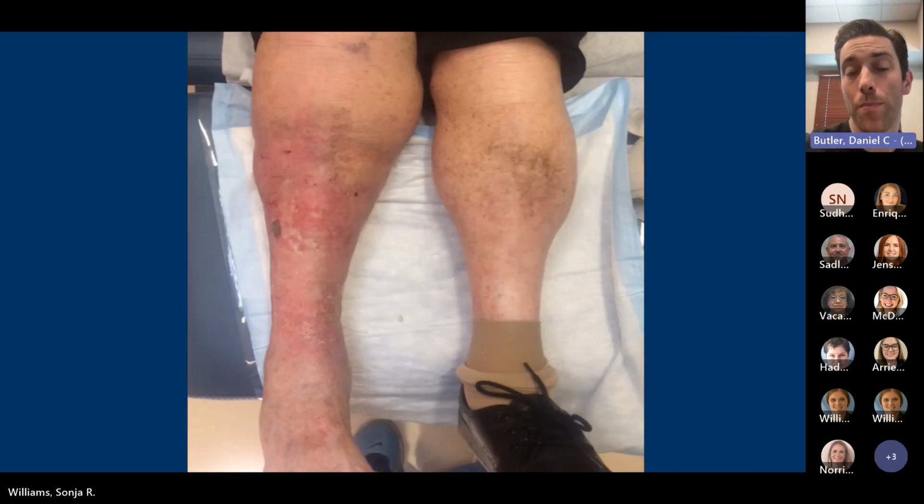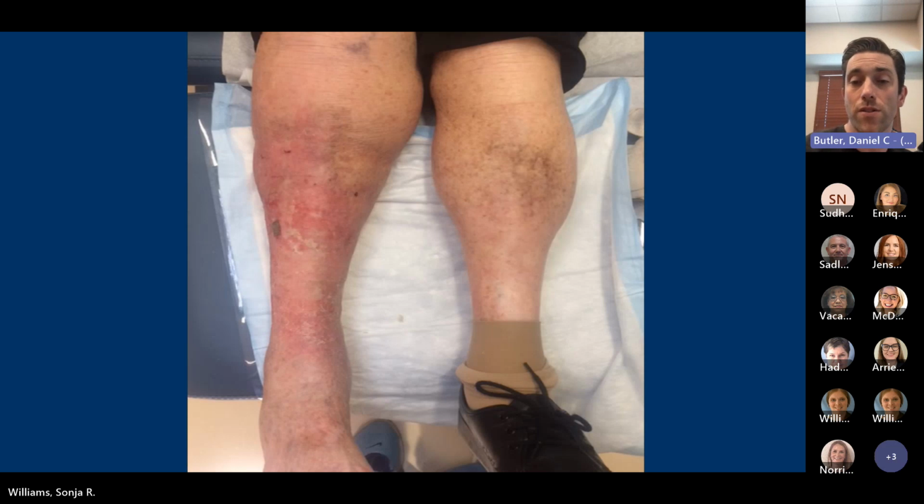Here's another great example of a bilateral process that's presenting differently. So these are actually two different versions of stasis dermatitis. On the left leg, the one that doesn't have the redness, this is actually a deeper version of stasis dermatitis called lipodermatosclerosis. We call this the inverted champagne bottle because of its shape.